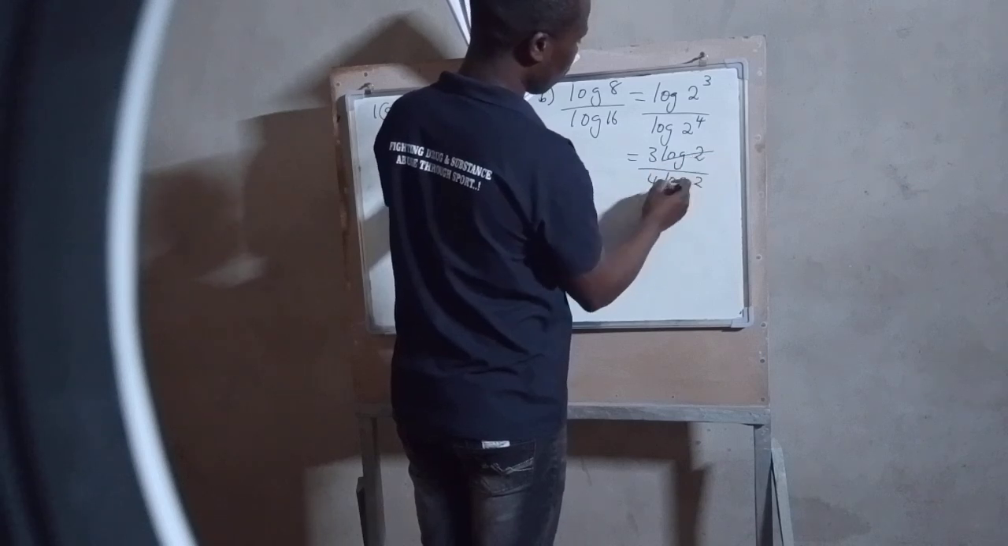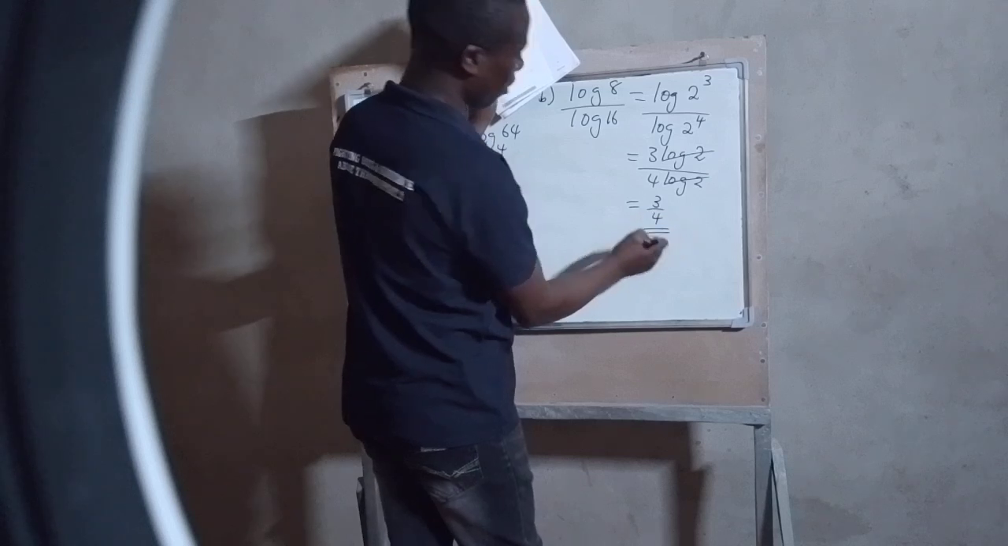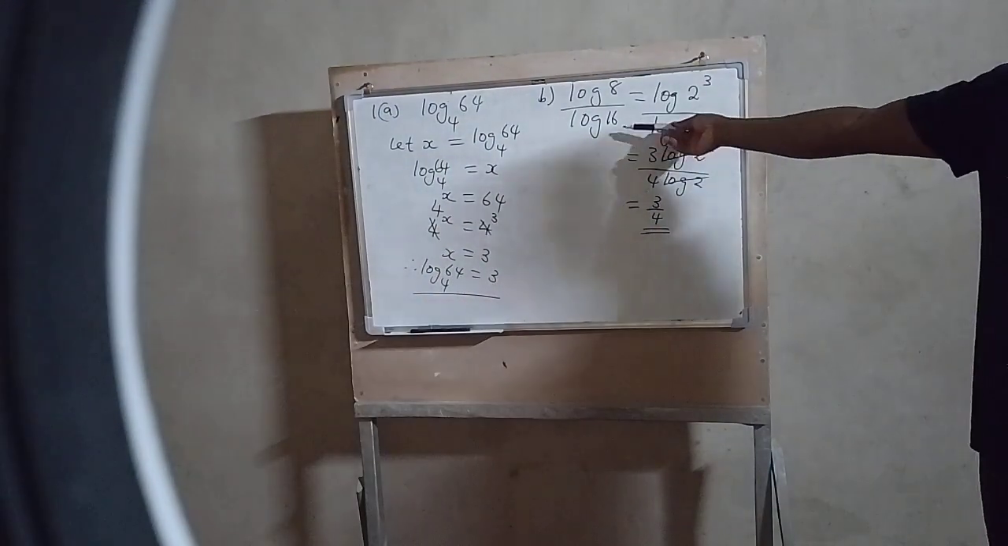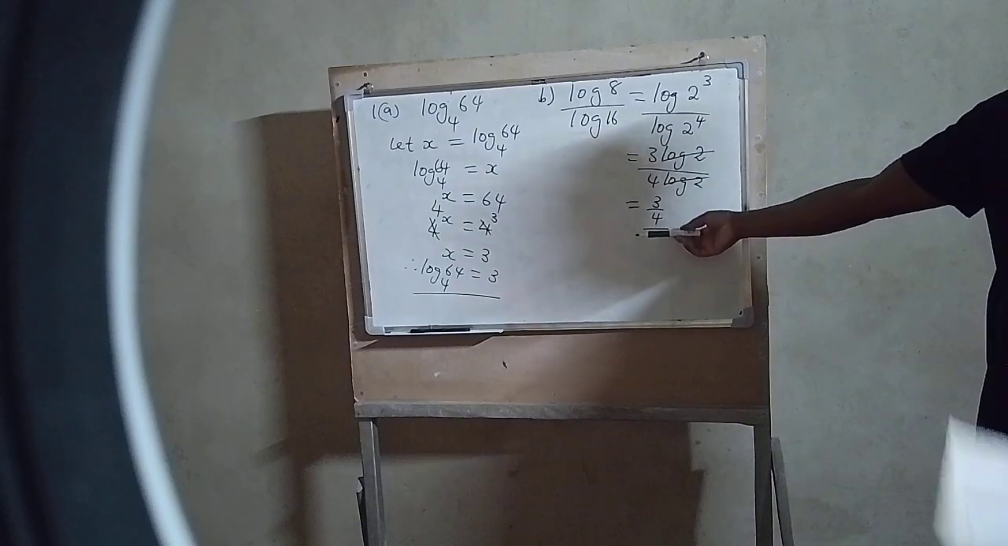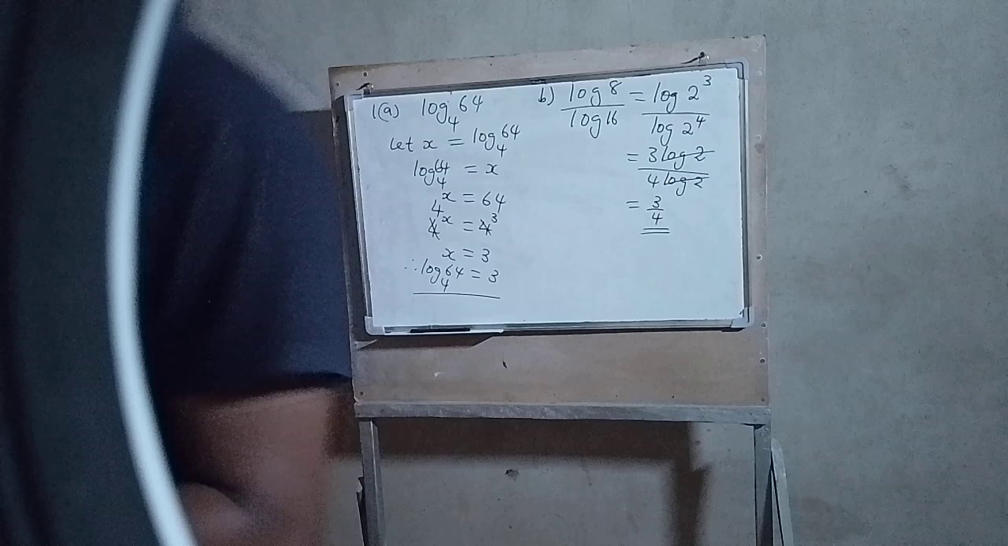Then the log 2 and log 2 cancel out, and we are left with 3 over 4. We have evaluated log 8 over log 16. So this is the answer for 2 marks. Thank you very much. Let's move on.